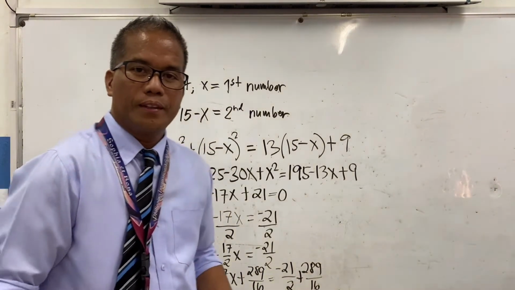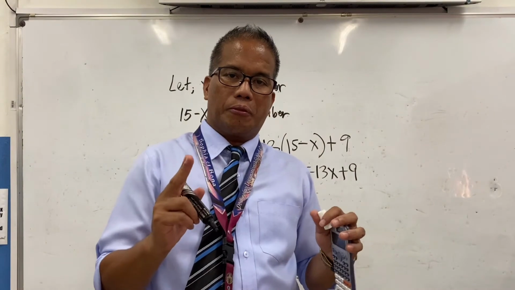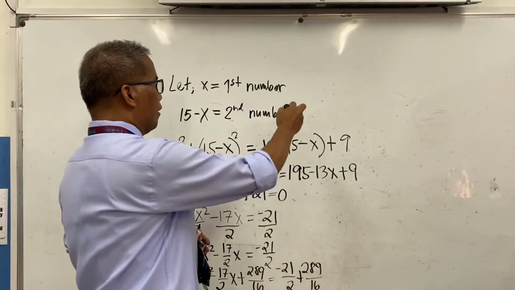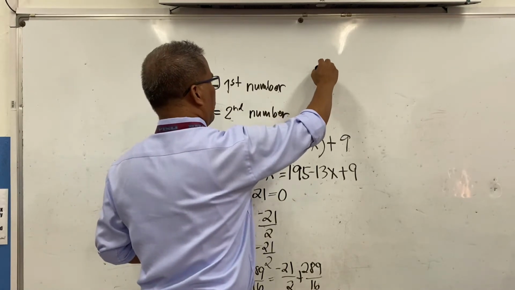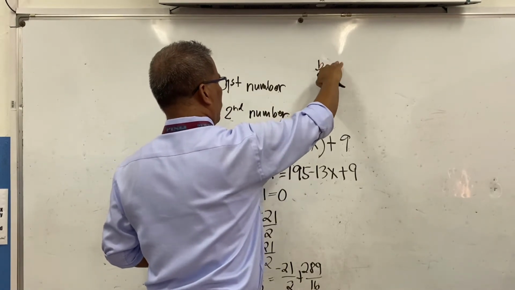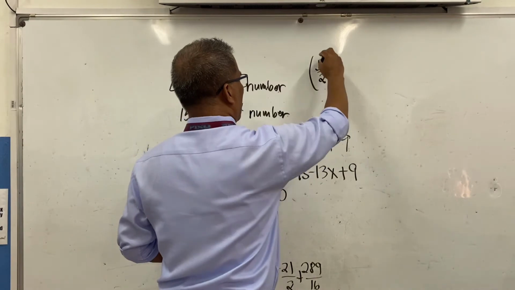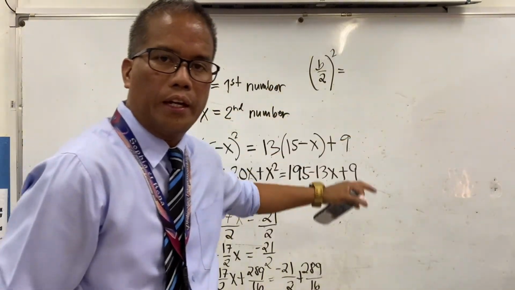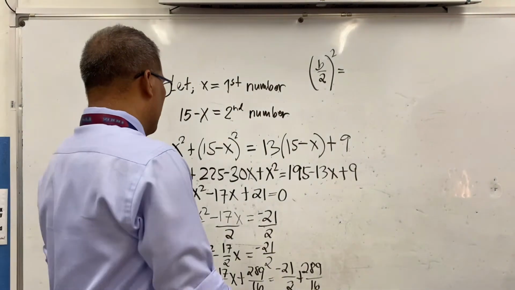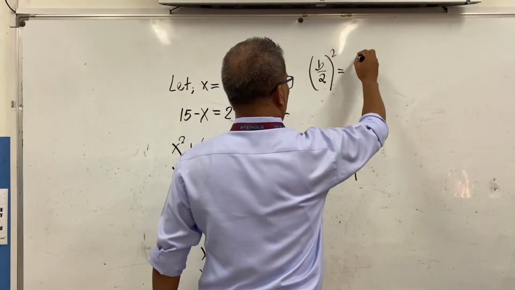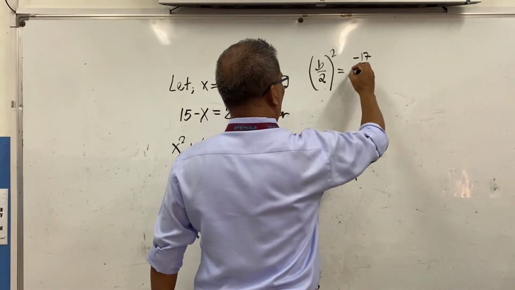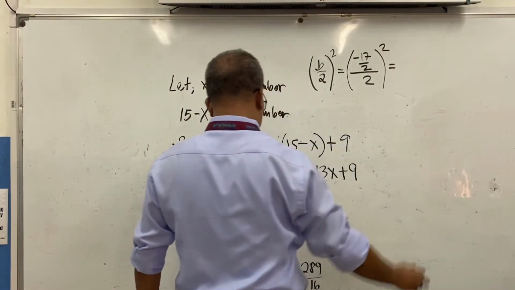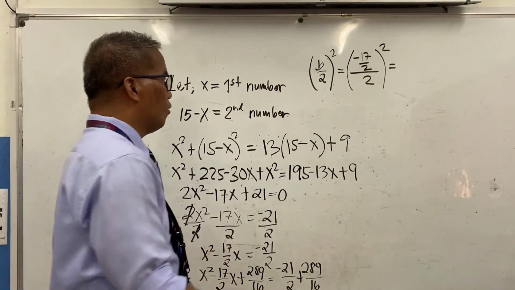Now, some of you will ask, where did we get 289 over 16? Okay, I will show you here. So we have (b over 2) raised to 2. So we are going to use this in completing. So b equals negative 17 over 2, divided by 2, raised to 2. So that is equal to 289 over 16.